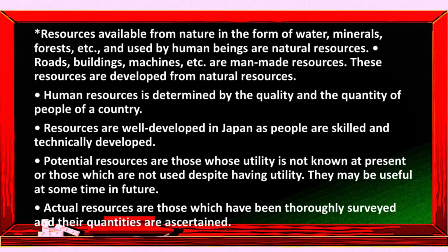Resources available from nature in the form of water, minerals, forests, etc. and used by human beings are natural resources. Roads, buildings, machines, etc. are man-made resources. These resources are developed from natural resources. Human resources is determined by the quality and the quantity of people of a country. Resources are well developed in Japan as people are skilled and technically developed.